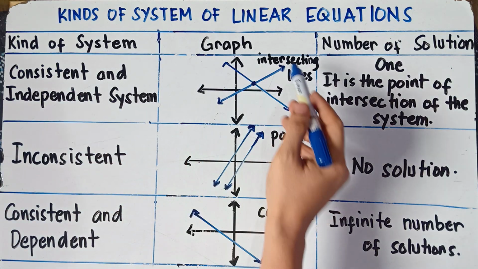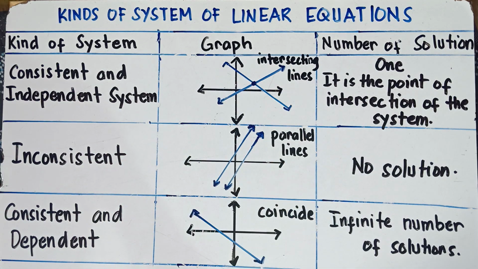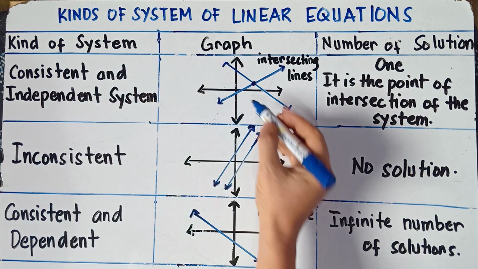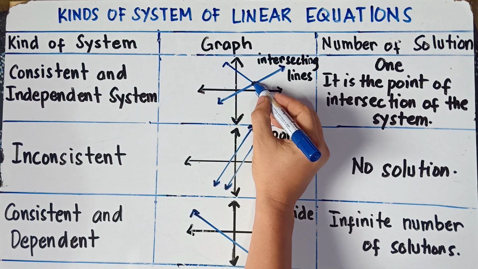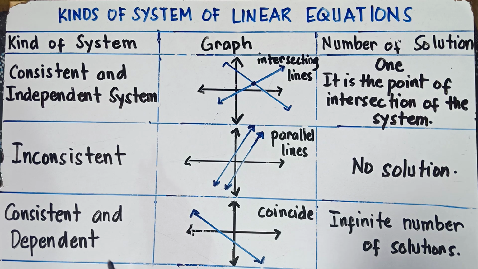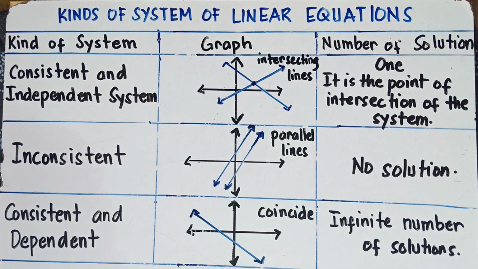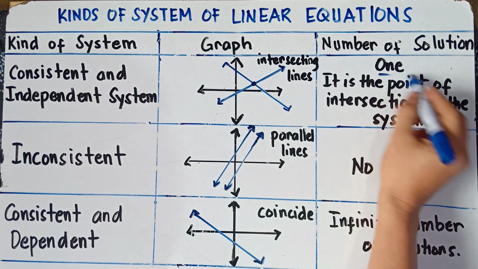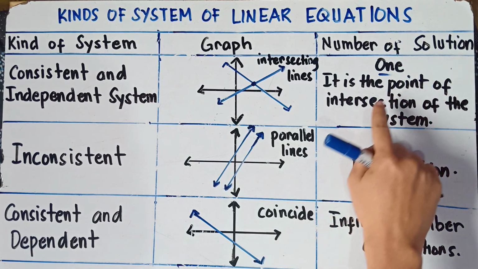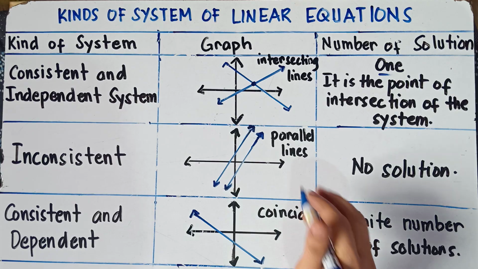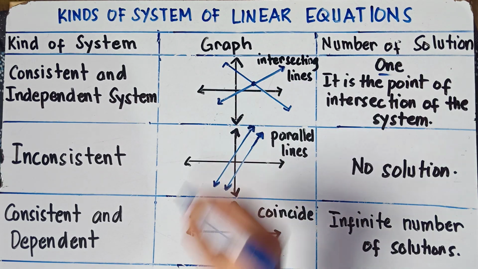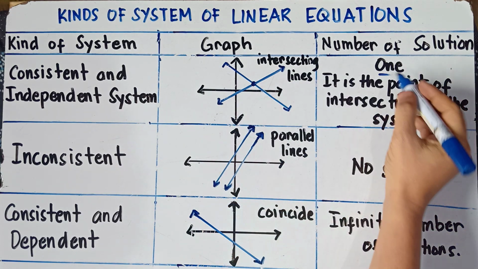If you have 2 intersecting lines when you plot the equations, this point right here is the intersection. Therefore, the kind of system will be consistent and independent, and the number of solutions will be 1 solution. It is the point of intersection of the system. So this point right here is what we call the solution, and there will be only one solution.